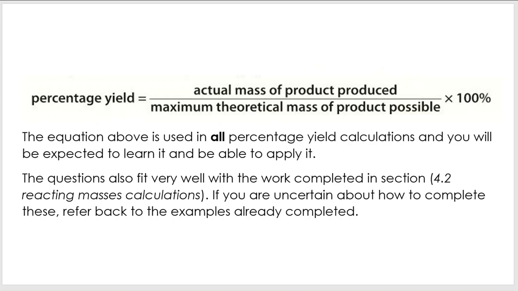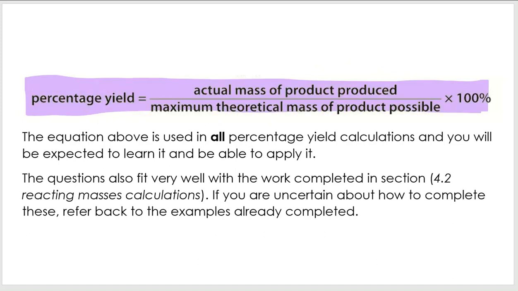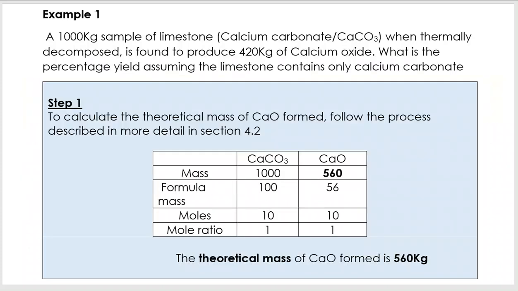Now, what you will often find is that this will be combined with a reacting masses question. Reacting masses were done a couple of videos ago, and this table will hopefully be quite familiar to you. So you'll notice that we've got 1,000 kilograms of limestone, and we made 420 kilograms of calcium oxide. Don't fall into the trap of putting that 420 in. That's what we actually made. We need to calculate what we should have made.